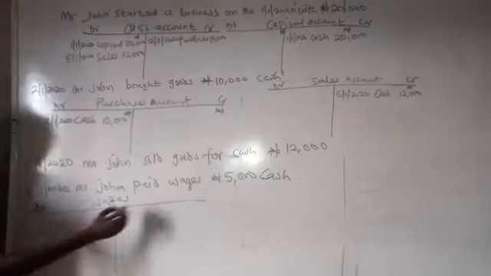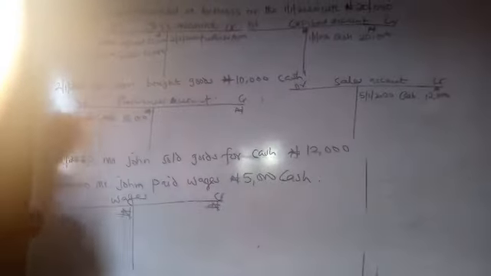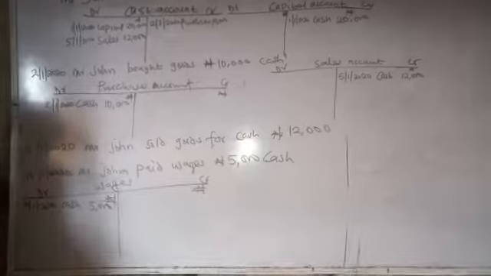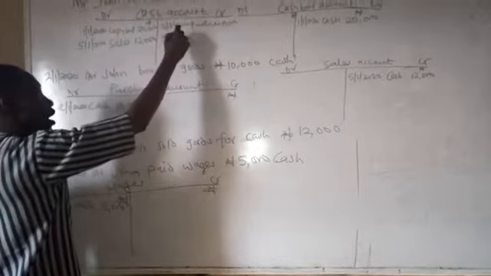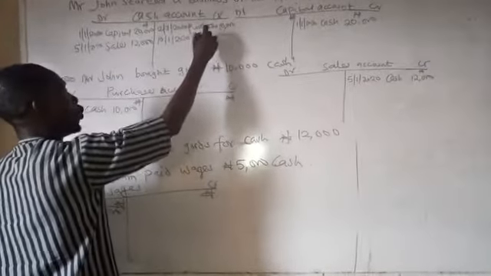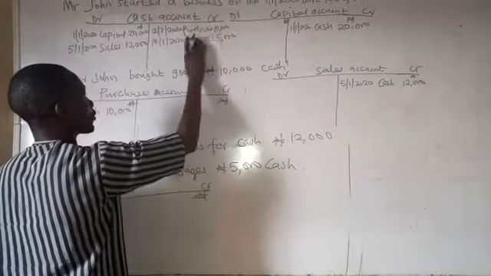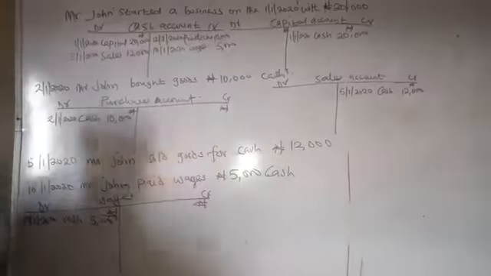Debit wages with cash on the 10th of January 2020, cash, 5,000 naira. Then we locate the corresponding credit. The one that is giving out is the cash account, on the 10th of January 2020, wages, 5,000 naira.